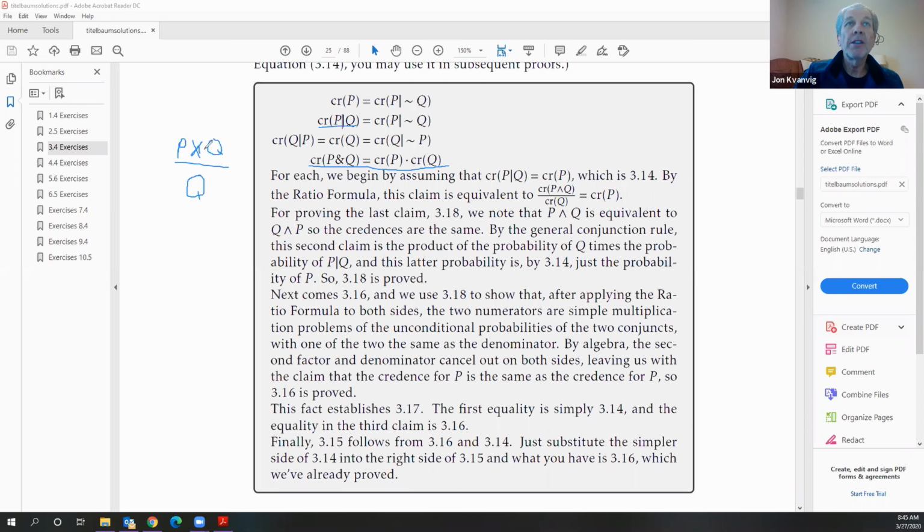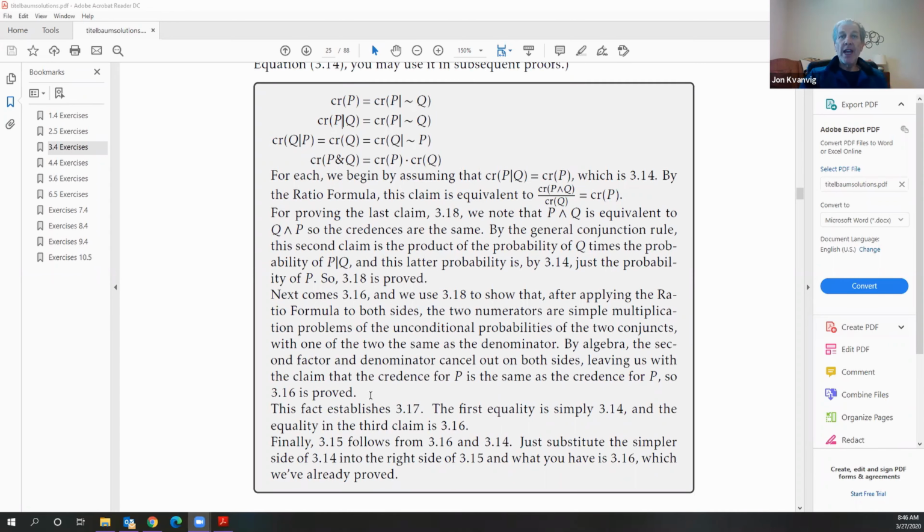So you've got the probability of P times the probability of Q divided by the probability of Q, and those two cancel out. And on the other side, you'd have the probability of P times the probability of not Q over the probability of not Q, and that cancels out. So this is true if and only if the probability of P is the same thing as the probability of P, which of course it is.